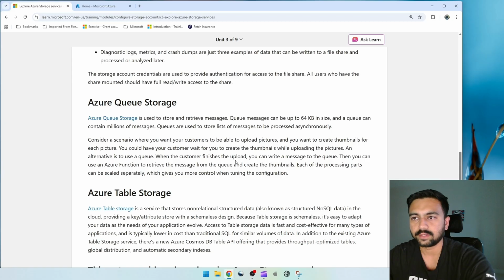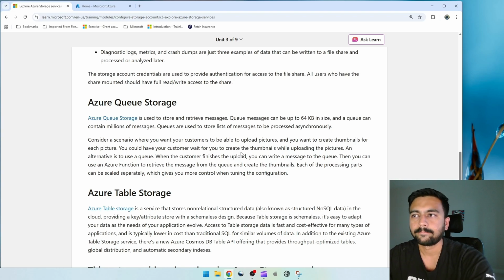So you write a message to the queue, and then the Azure function retrieves that message and creates the thumbnail. And all that you can scale separately and, I guess, manage separately. And that's where the queue storage comes in.